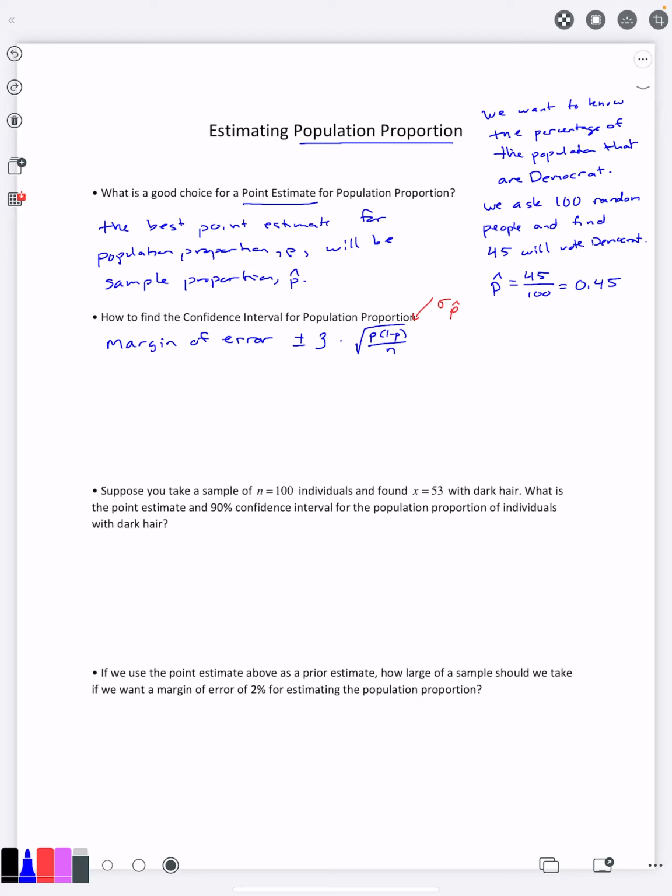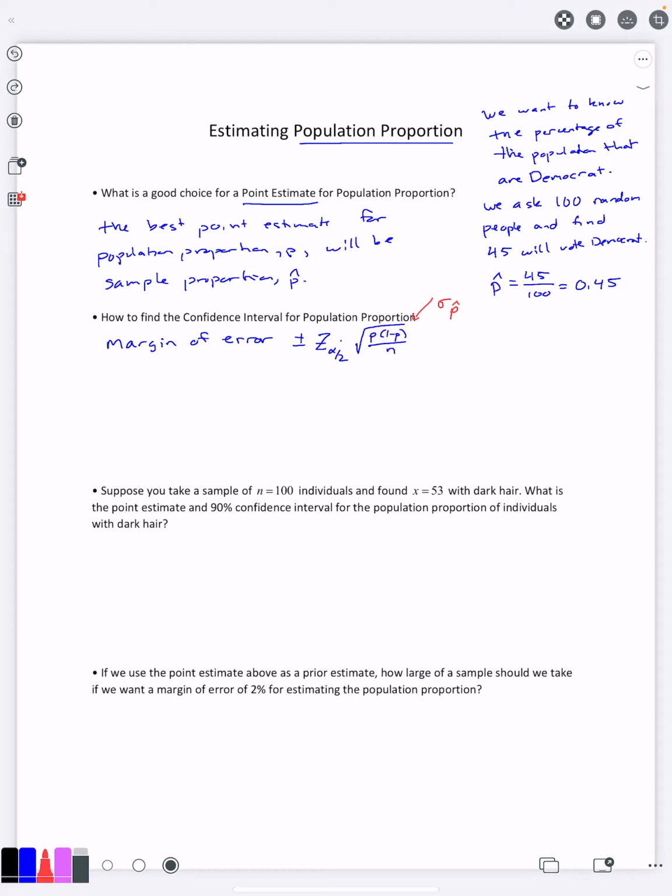But what if I want something else? What if I want a 90% confidence interval? What if I want a 70% confidence interval? What if I want an 85% confidence interval? So what we do is we put this thing here, and the notation in your book is Z alpha over 2.